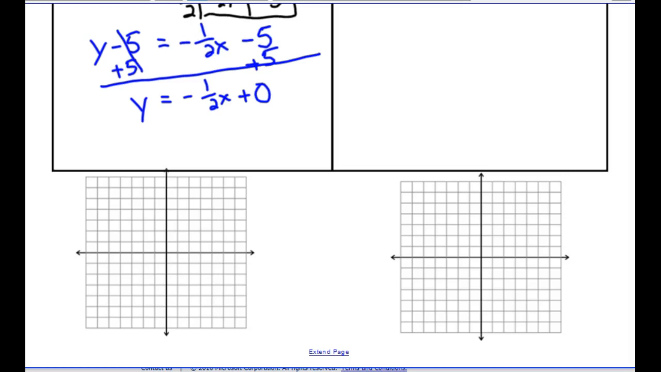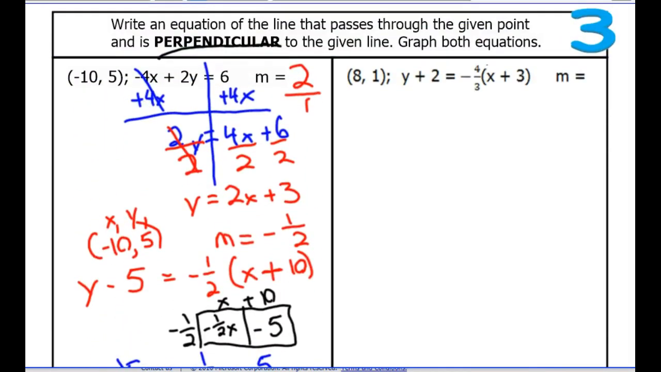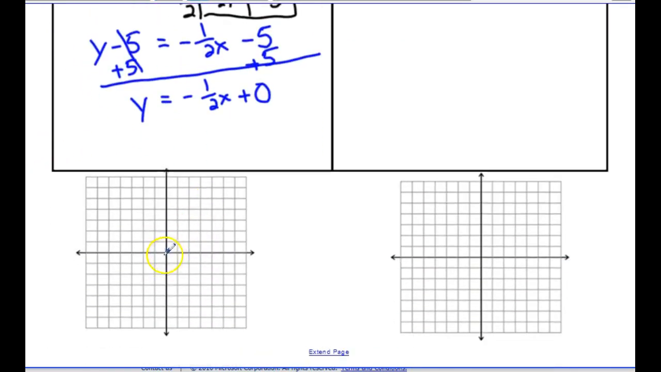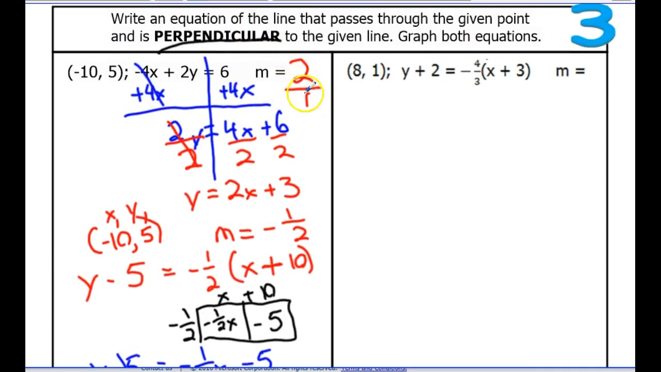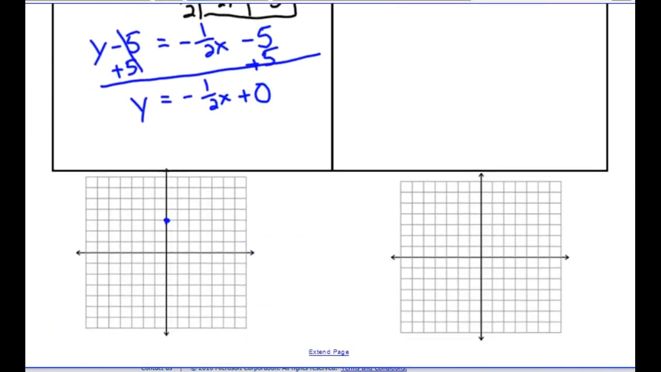Now if we were to graph these two, well, our first one begins at 3. So it begins at 1, 2, 3, and has a slope of 2 over 1. So we're going to go up 2 and over 1. Up 2 over 1. Up 2 over 1. Down 2 to the left 1 if we wanted to create that. So we're going to have a line that looks like that.